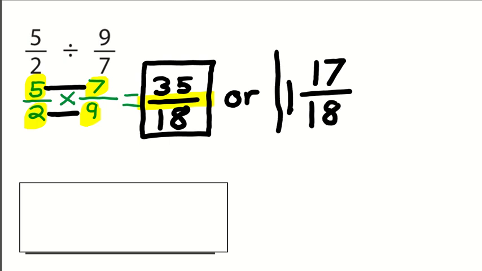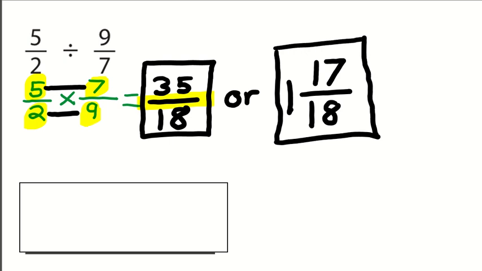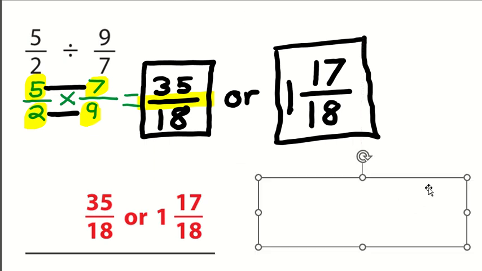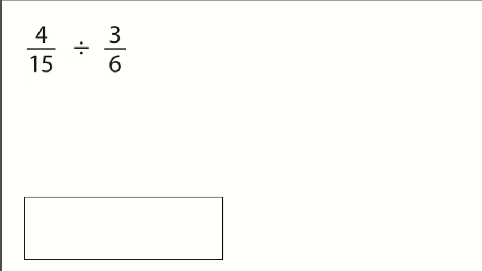So now we have our mixed number, and we have our improper fraction. And just so you can see that I am indeed correct, boom, there you go. So now let's go ahead and do another one.